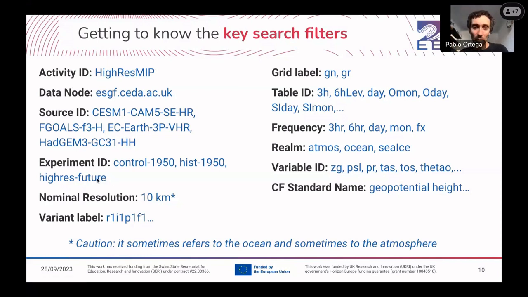I'm gonna jump to this experiment ID, because here basically you can refine and select only the experiments that you care about. So this is gonna narrow down this one, but if you know what you want, then you can come here directly. And for HighResMIP, we have the control from 1950. I only put here a couple of experiments, but there are more, and we can see later on which ones there are. The historical starting from 1950 and the future scenario.